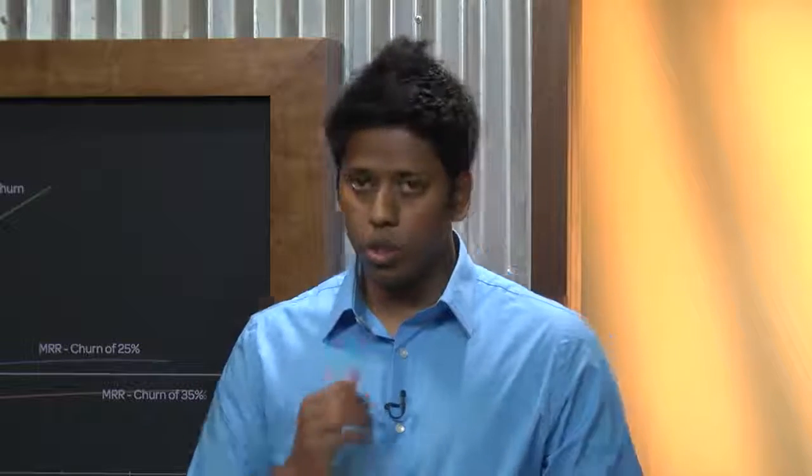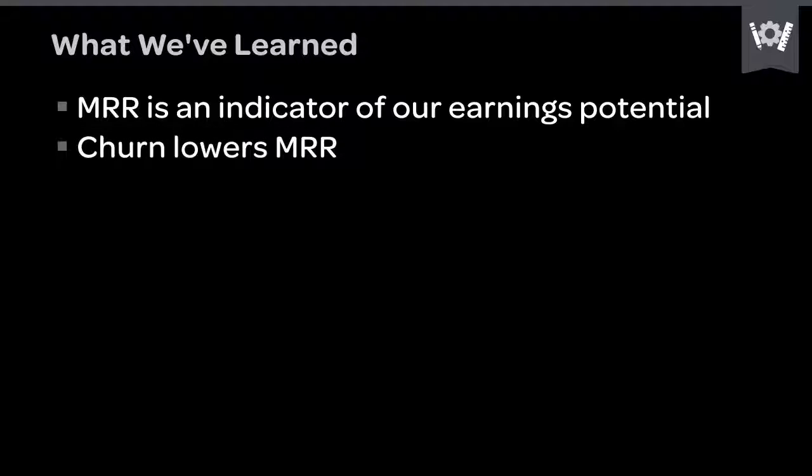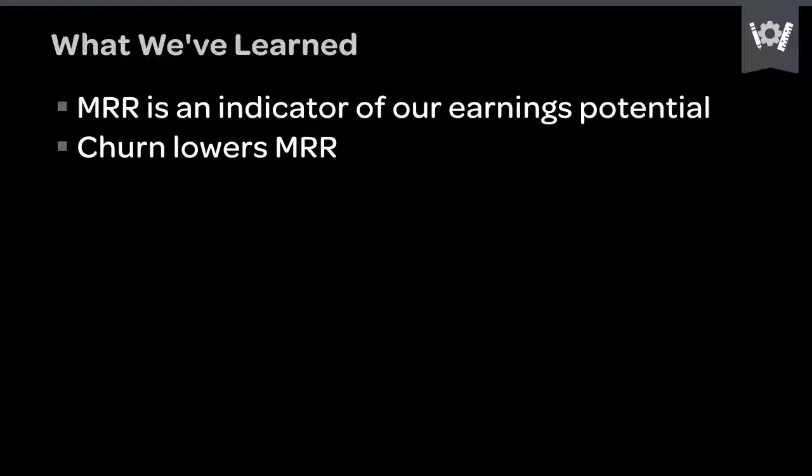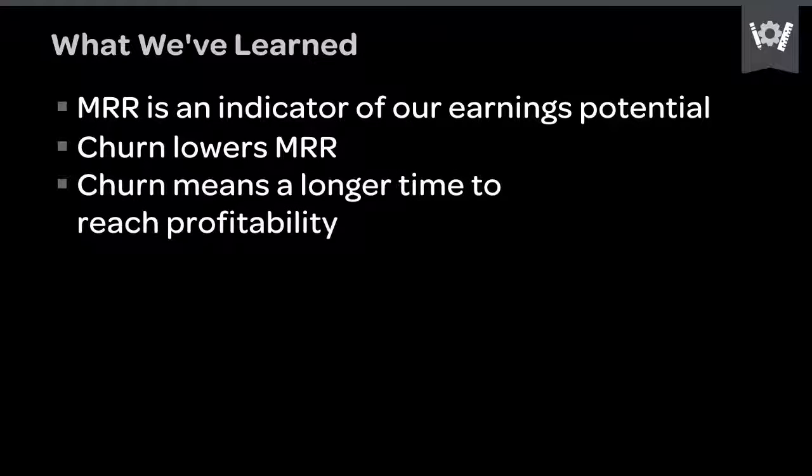Secondly, churn is bad. Constantly aim to lower churn. There's a couple reasons why. So churn, as you saw in these graphs, lowers your MRR. This is bad in general. If your earnings potential is being lowered, then obviously so are your actual earnings. Churn, as we saw in the very most recent graph, means a longer time to break even or reach profitability.